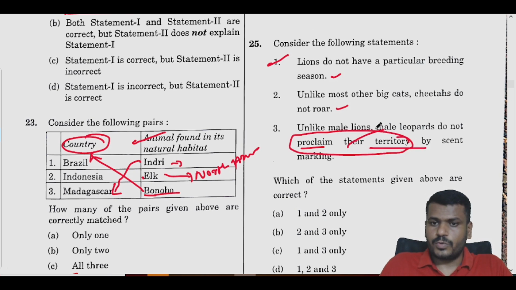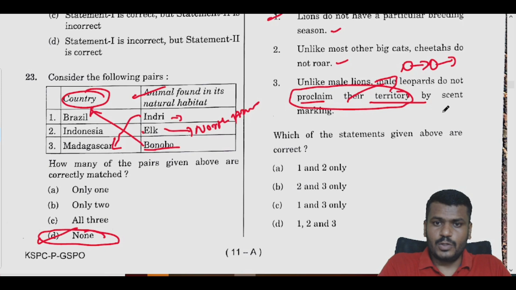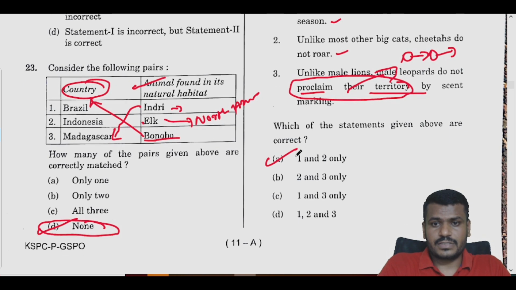Normally at three years, four years, whatever age group, after that these animals fight. Whichever animal wins will stay in that place, and whichever loses will go away from that place. That's why A is the right answer. They proclaim the territory by scent marking.